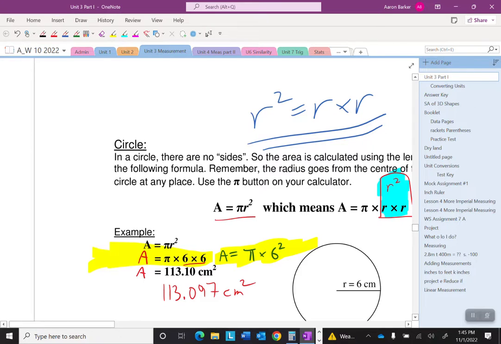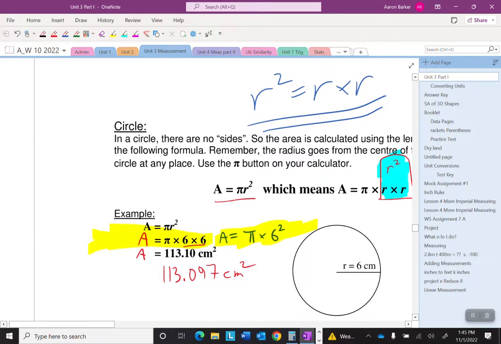I have a question for you though. How did I know that 6 is the radius? Two ways. Tyson? Exactly. First it says r. Great job. What's the other reason? The diagram is showing it's the radius, right? The diagram is showing half a line. So it's two ways. Any questions about that?